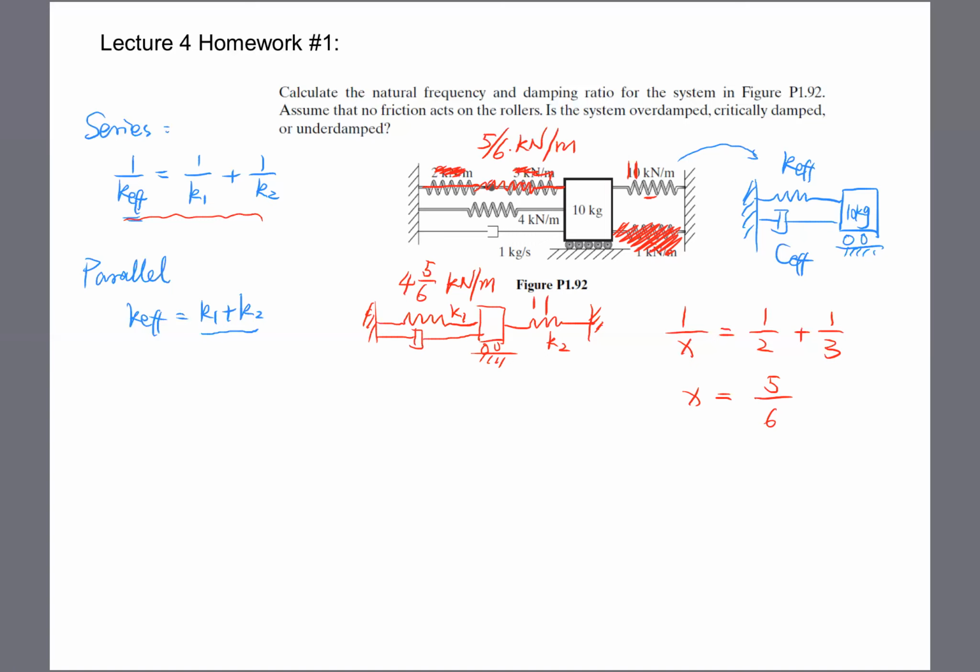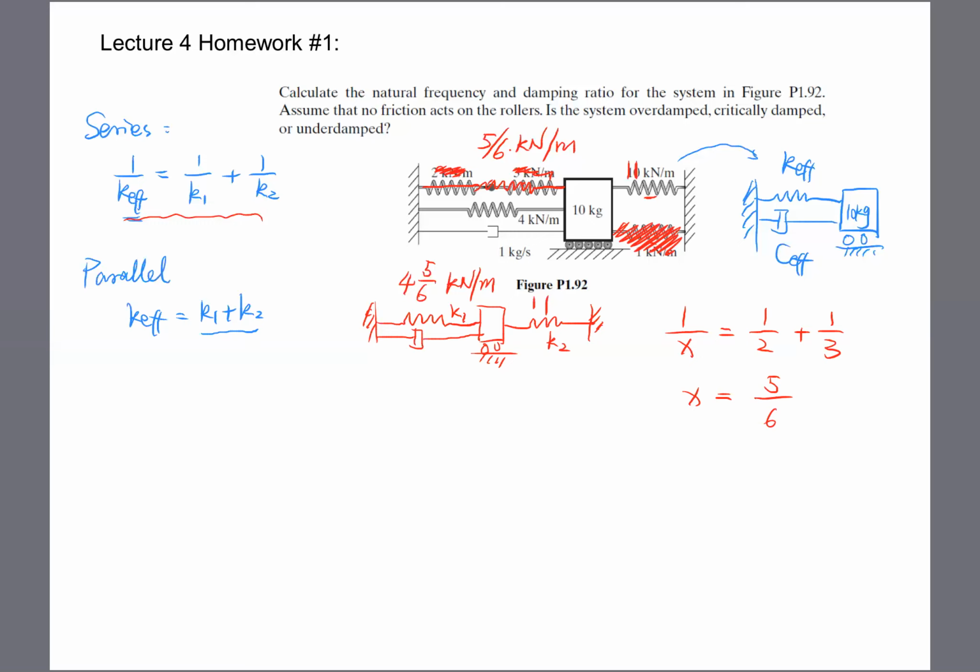Okay, I got one answer. Any other different opinions? All right, so they should be in parallel. It might look like these two are connected at the same point. It looks like they're in series, but they're actually in parallel.